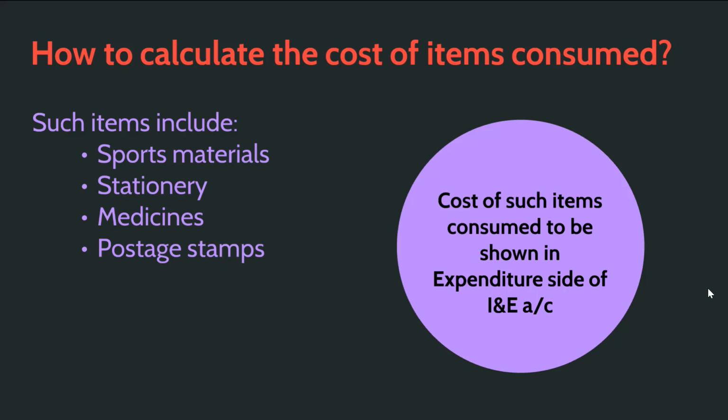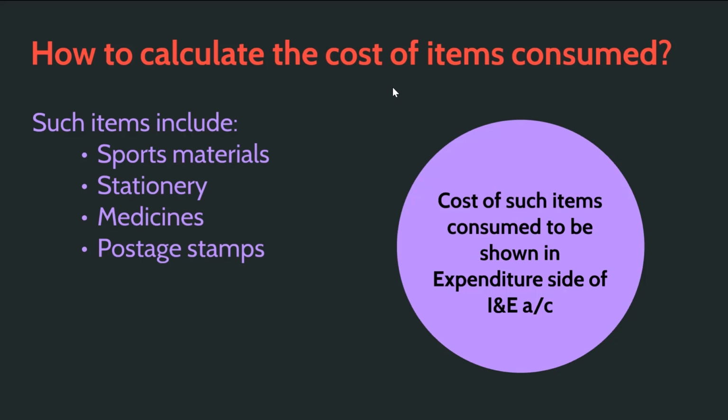Sometimes in the questions that are given to us, we may be given details of certain items such as sports materials or stationery, medicines, postage stamps, etc. Now our approach should be to calculate the cost of such items which have been consumed and show it on the expenditure side of the income and expenditure account.